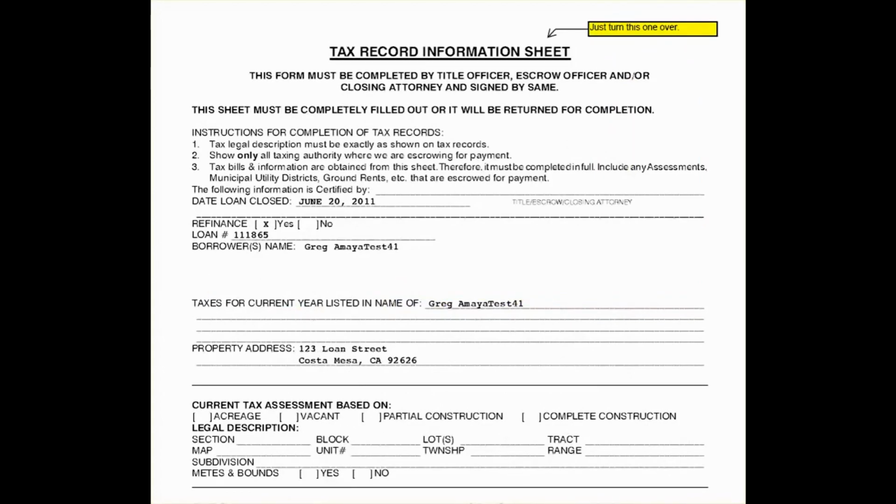This tax record information sheet, you just need to turn that over. Don't even go through it with the borrower. They don't have anything to do with it. This is strictly for the lender.